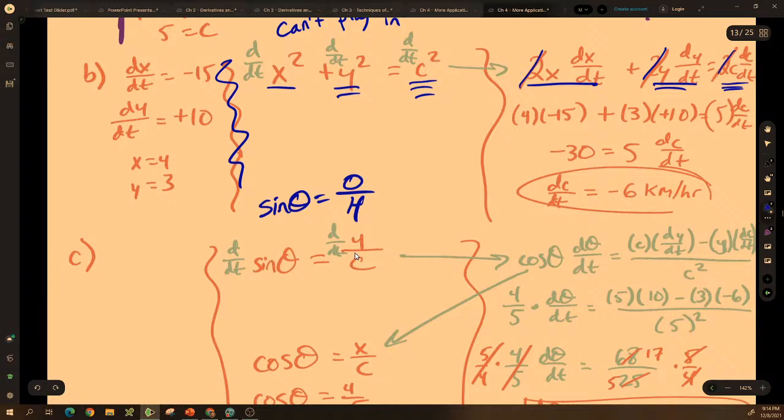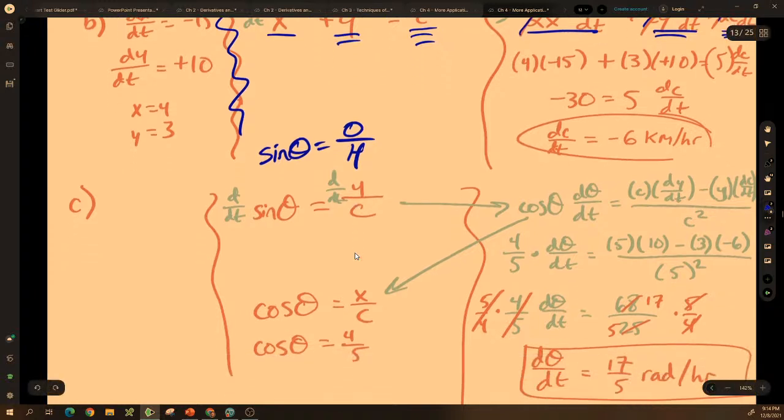Now, if you do cosine or if you do tangent, you're going to get the exact same answer. It just is going to work out a little bit differently. So I start off by taking the derivative of both sides. The derivative of sine theta is cosine theta times d theta dt. We have to do that related rate. And this next part is a little bit harder. Y over c. Because neither one of those are constants, we have to do quotient rule.